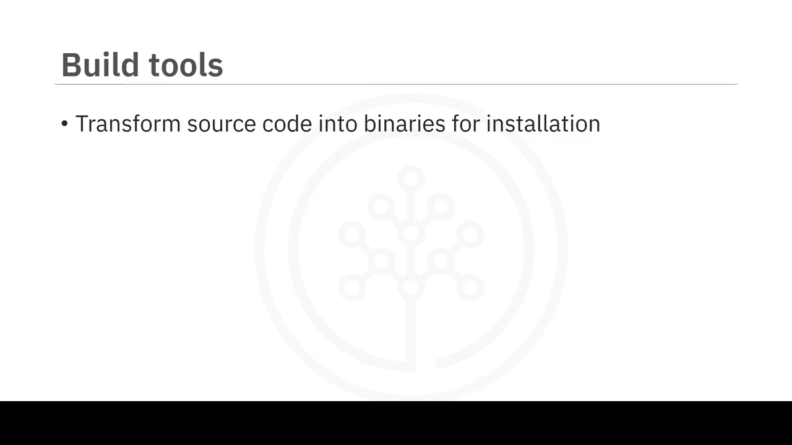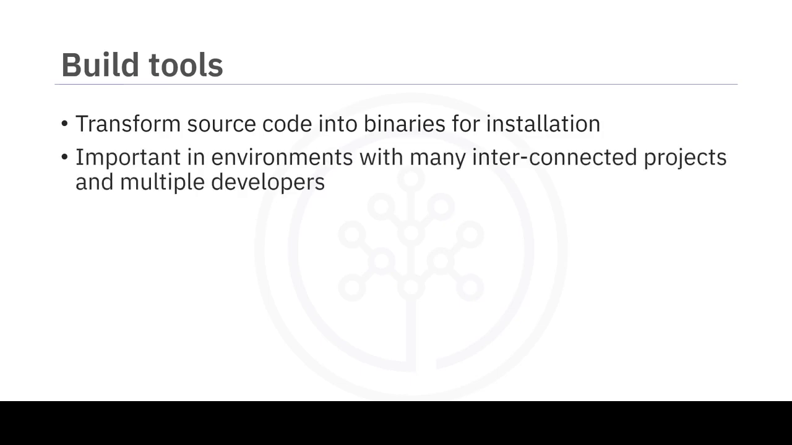A build tool transforms your source code into the binaries needed for installation. Build tools organize your source code, set compile flags, and manage dependencies. They are most important in environments where there are many interconnected projects with multiple developers contributing to each project. In these environments, it can be very difficult to keep track of what changes were made, in what order, what dependencies exist, and what needs to be incorporated in the next build. So automation is key to keeping everything running smoothly.